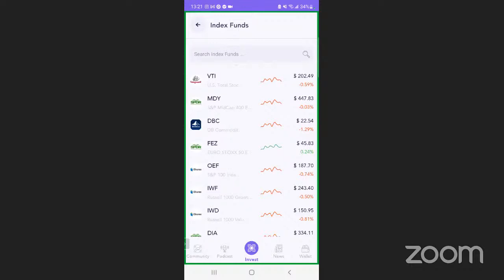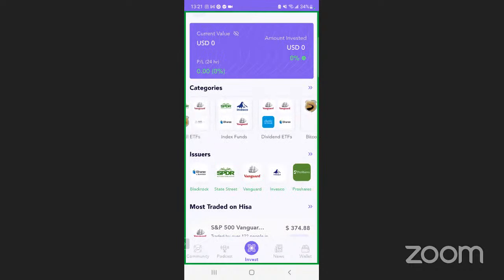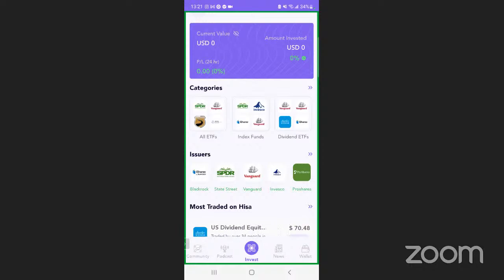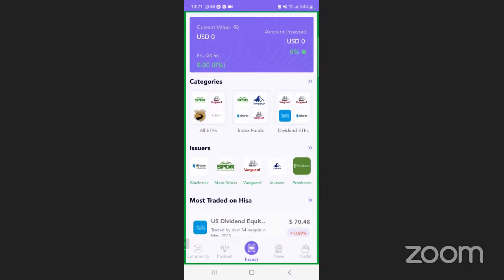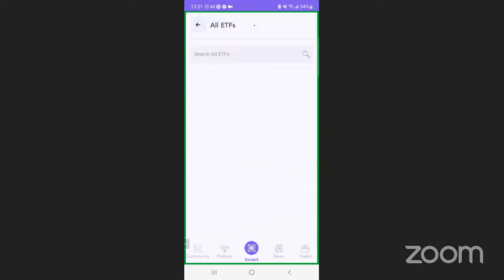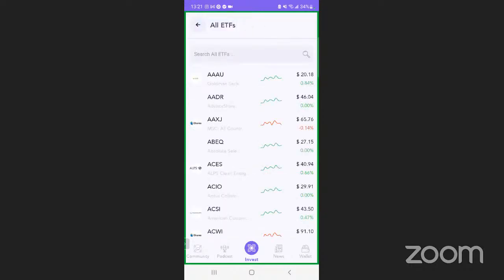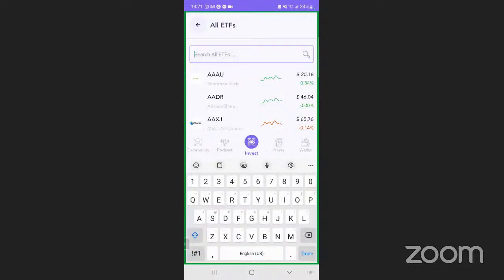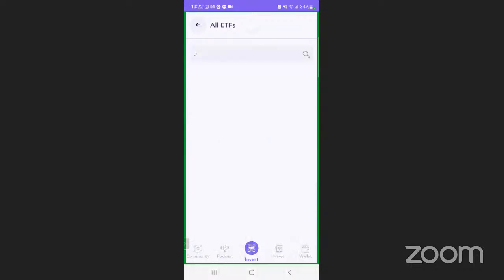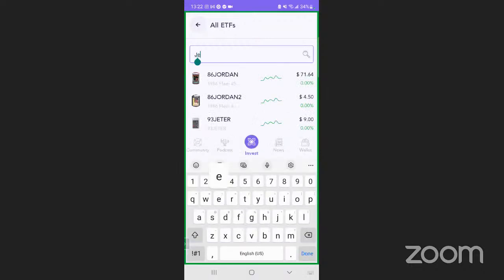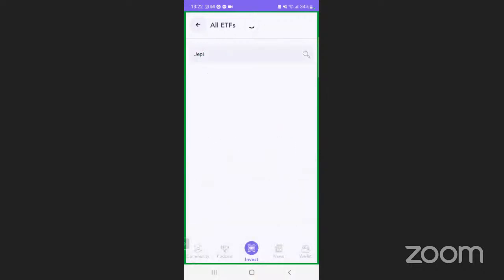So after that, let's look at some other alternatives. Let's say you've already done your index funds, you've already put some index funds in your portfolio. I think it's time now to search for individual ETFs to invest in. So what's a good example of an ETF to invest in? I think let's go for an ETF like the JEPI. So you just come here, type the ticker symbol of the ETF you want. So type JEPI, and you have the ETF.